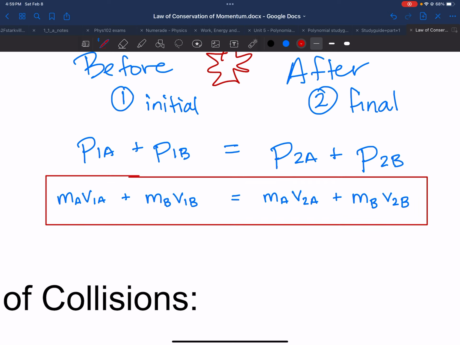Today we're going to talk about perfectly inelastic collisions and explosions. And so we will have a little twist on this that makes it a little bit easier for us. But we can start with this equation every single time. So this is the gold standard for our law of conservation of momentum.